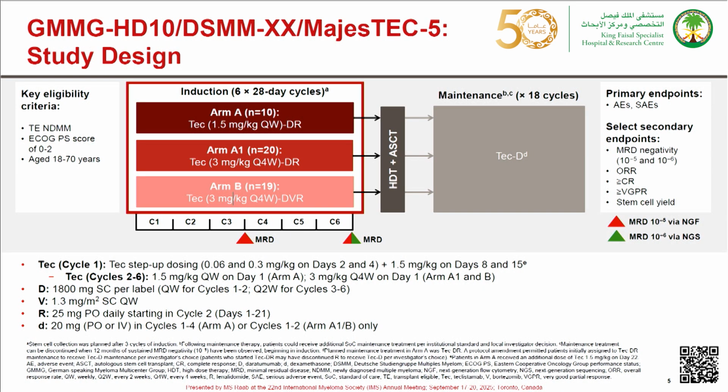This is, again, moving into early information on using bispecifics, teclistamab, up front as part of induction and as maintenance. What you can see is this MajesTEC-5 trial. There are 3 arms. One of them is induction with teclistamab, dara, and lenalidomide. The next one is the same, but a different dose of teclistamab. And then the third is teclistamab with dara, bortezomib, and lenalidomide. And then patients go to transplant, and then they get maintenance with teclistamab and daratumumab.